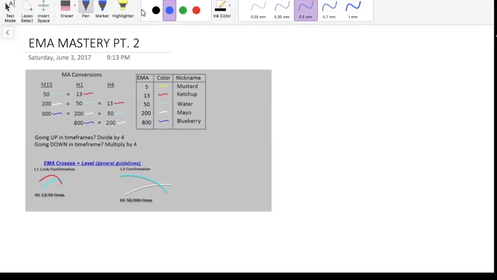So that's what this is all about, understanding the conversion levels, and understanding how powerful these EMAs are when trying to discover ways to enter into the market, how to play even counter trend trades, and just for extra confirmation.